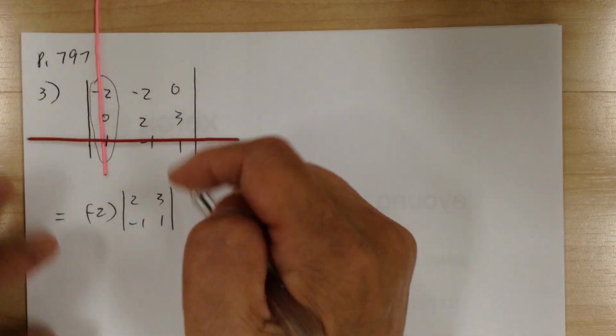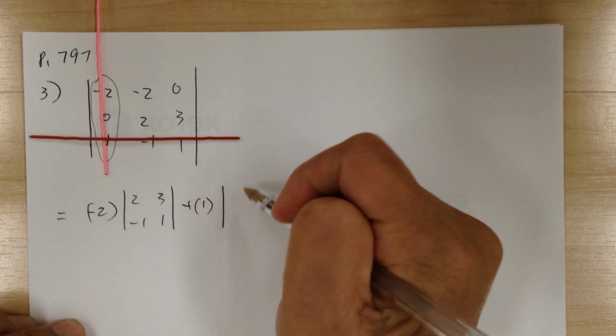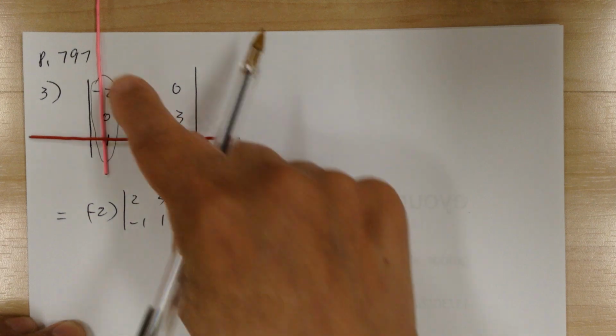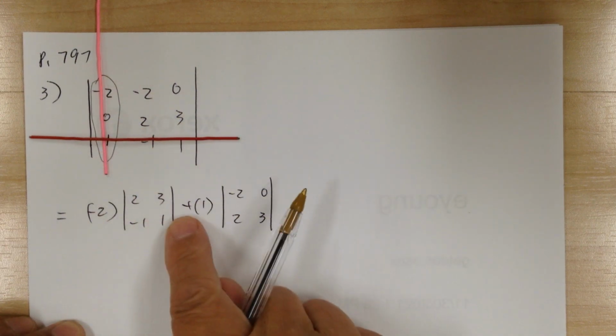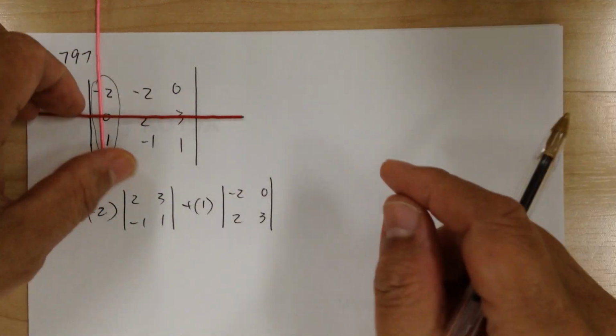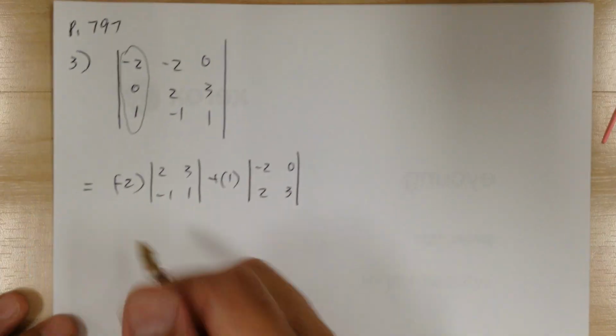So next one would be plus 1 times negative 2, 0, 2, 3. Again, it's plus minus plus, so it would be plus. And again, if it's 0, you don't have to write anything. It's just 0. Now let's go and do the diagonal.